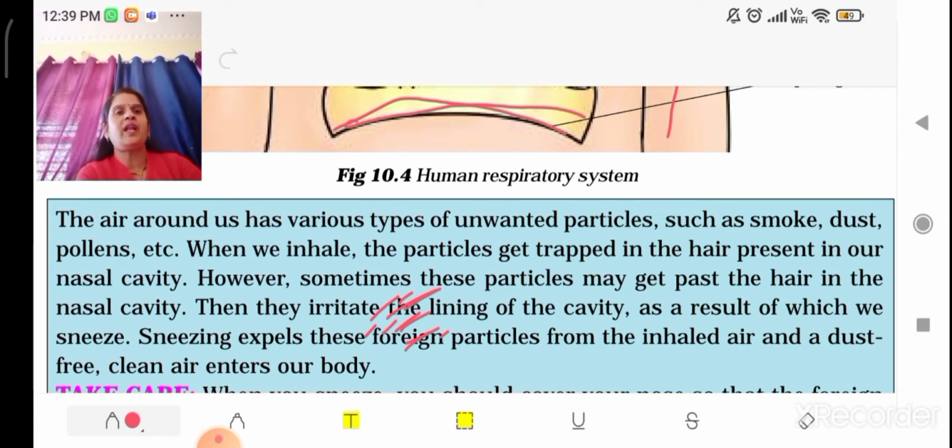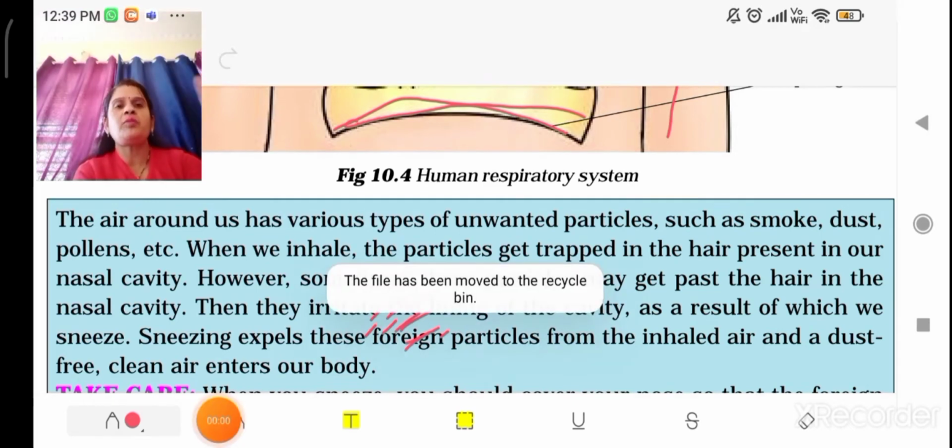Correct. And mucus is a sticky substance produced in our nasal cavity, in the nose. The mucus protects the inside lining of the nose and keeps it moist, so that there will be no problem because of friction of air when we inhale.